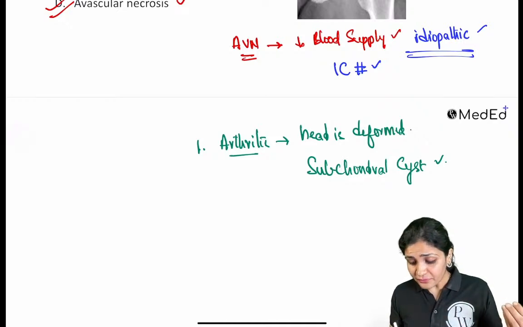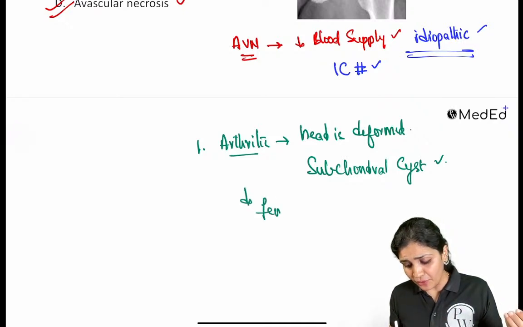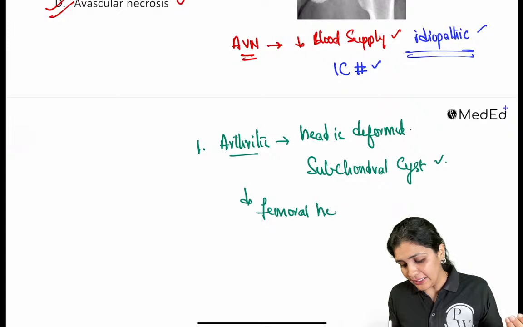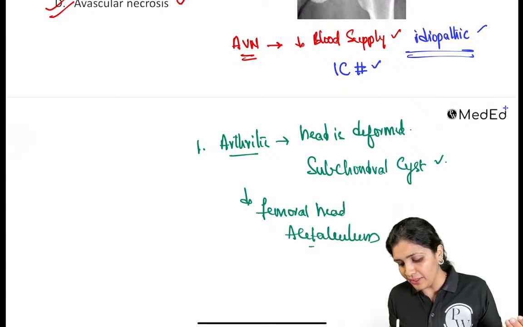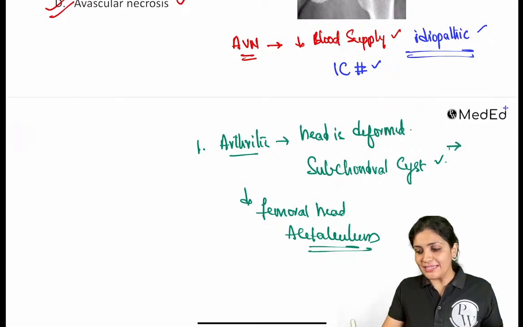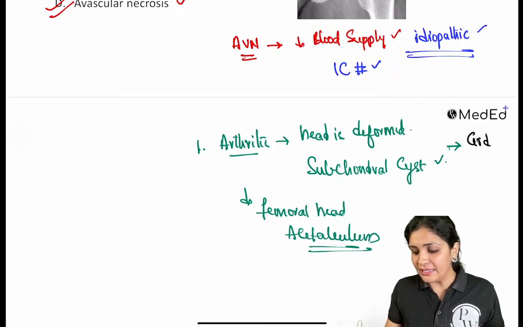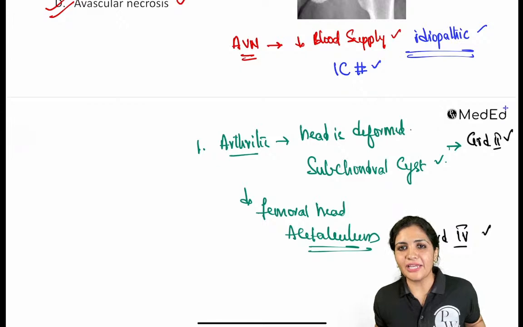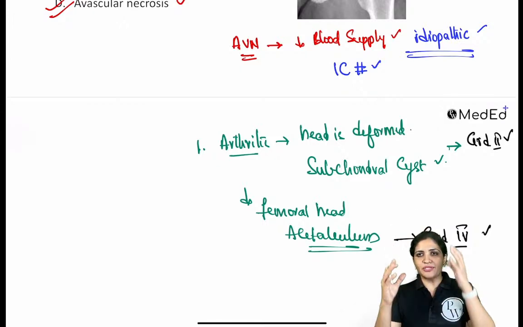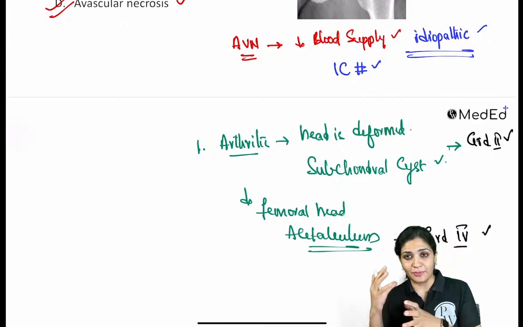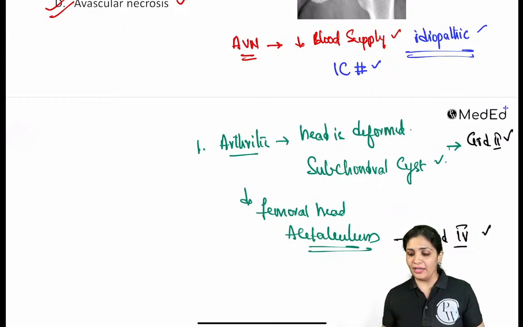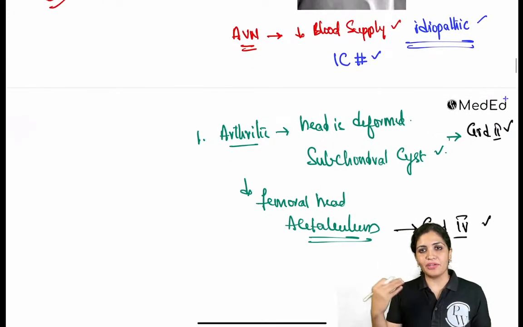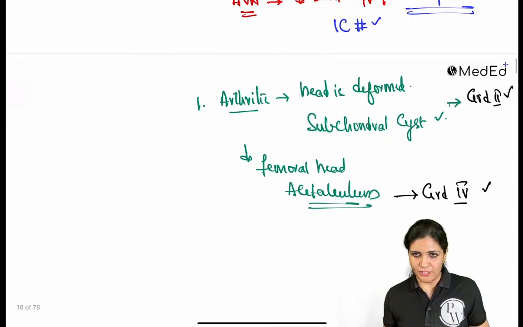Now these changes can be seen in the femoral head, or they can be seen in case of your acetabulum. So whenever you see a head which is deformed with a subchondral cyst, you call this a grade 2 arthritis. Or whenever there are changes in the acetabulum, you go directly for grade 4 arthritis. So these are the changes of avascular necrosis, where you see grade 2 avascular necrosis in case of subchondral cyst, and grade 4 avascular necrosis in case of involvement of the acetabulum also, right?